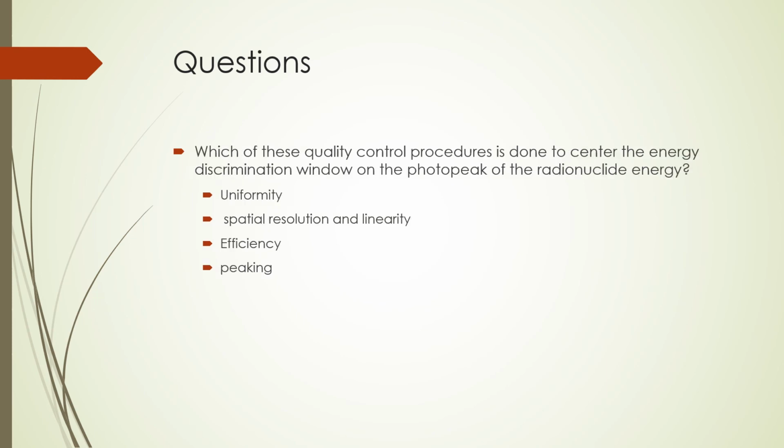Second question, which of these quality control procedures is done to center the energy discrimination window on the photo peak of the radionuclide energy? The choices are uniformity, spatial resolution and linearity, efficiency, peaking. The correct choice is peaking.